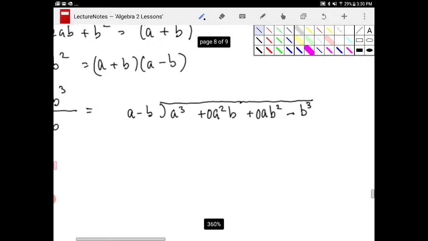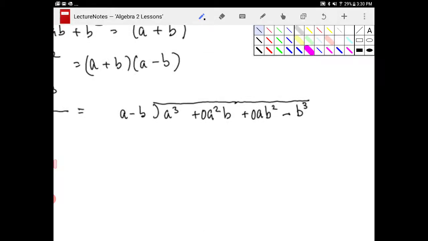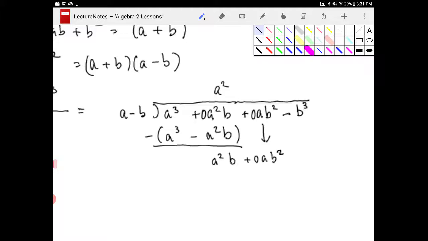Okay, so let's see here. What can I do to figure out what this is? Let's see, a minus b, right? What do I need to multiply to eliminate the a cubed here? I need to multiply by a squared. So I'm going to multiply a squared with a minus b, and I'll end up with a cubed minus a squared b. I want to do a subtraction, and I'll end up with a squared b. I want to pull this thing down, plus 0ab squared.